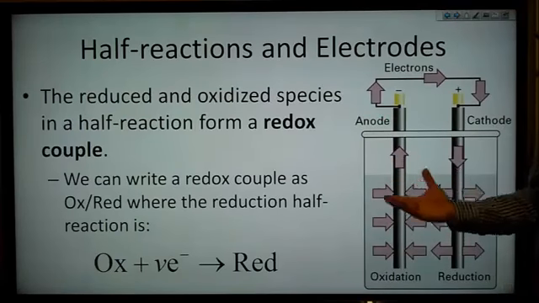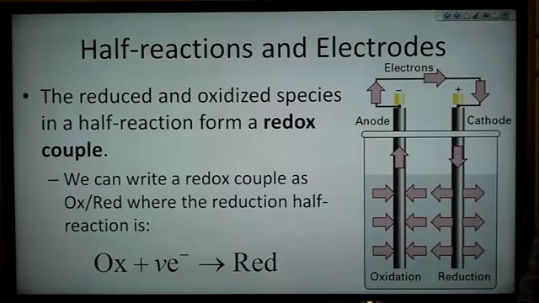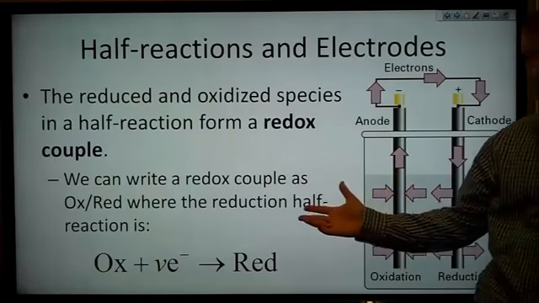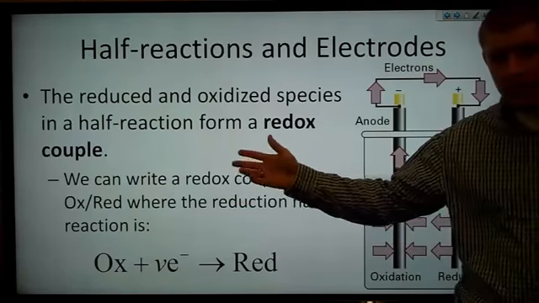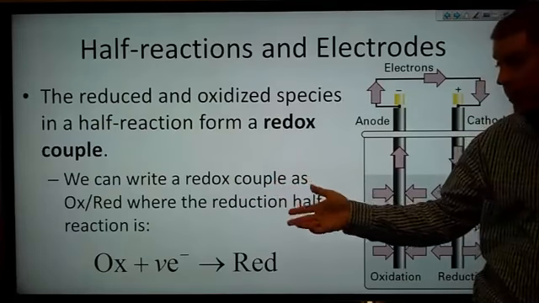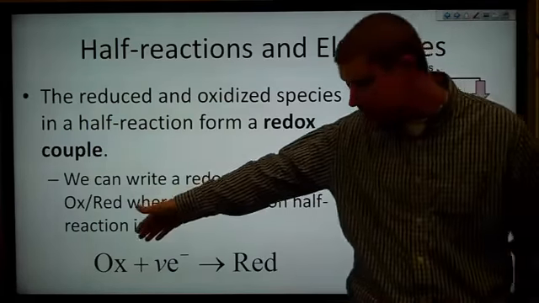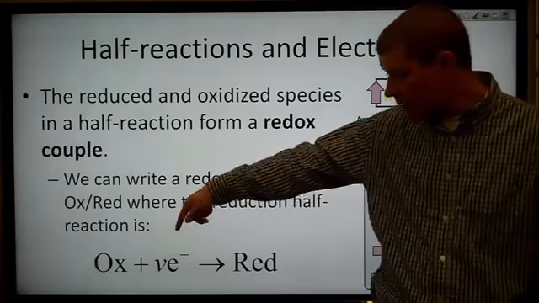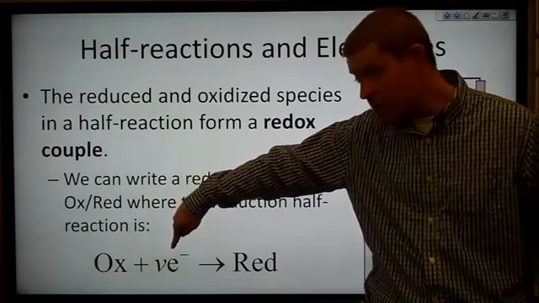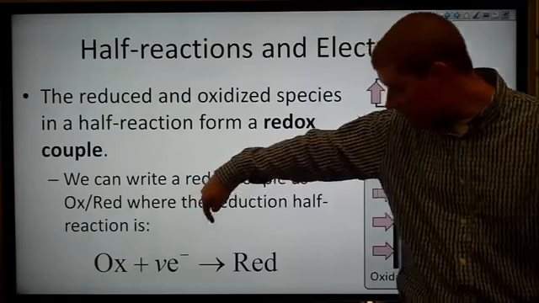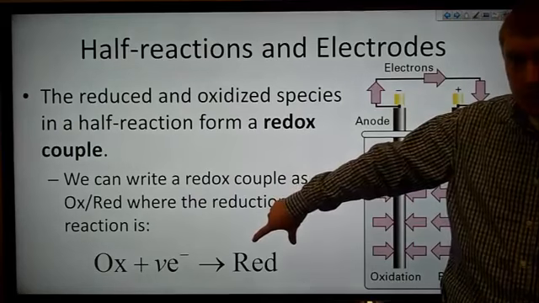So the reduced and oxidized species in a half reaction form a redox couple, and we can write our redox couple as oxidation slash reduction, so ox slash red, where our reduction half reaction looks like this. So we have our oxidized species plus some number, ν here, that's our stoichiometric coefficient, of electrons gives us our reduced species.